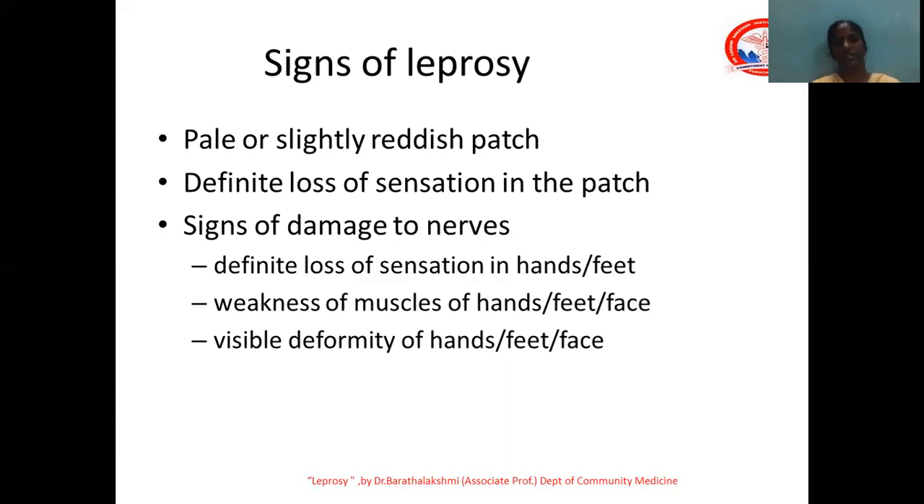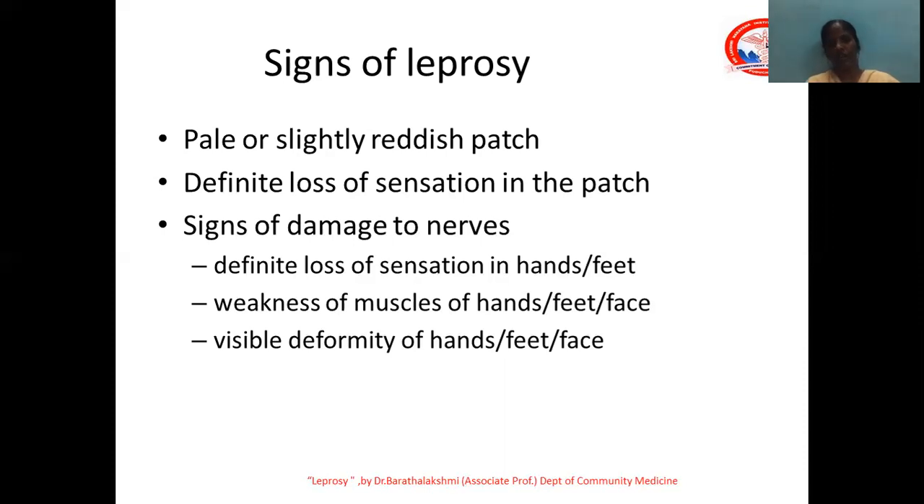If you go to feet, foot drop. Actually, we have to maintain the angle of the ankle, so the dorsiflexion and the plantar flexion. The person goes for common popliteal nerve involvement. So that nerve is affected. Hence, dorsiflexion is lost, and the person goes for foot drop. That is the deformity we can expect.